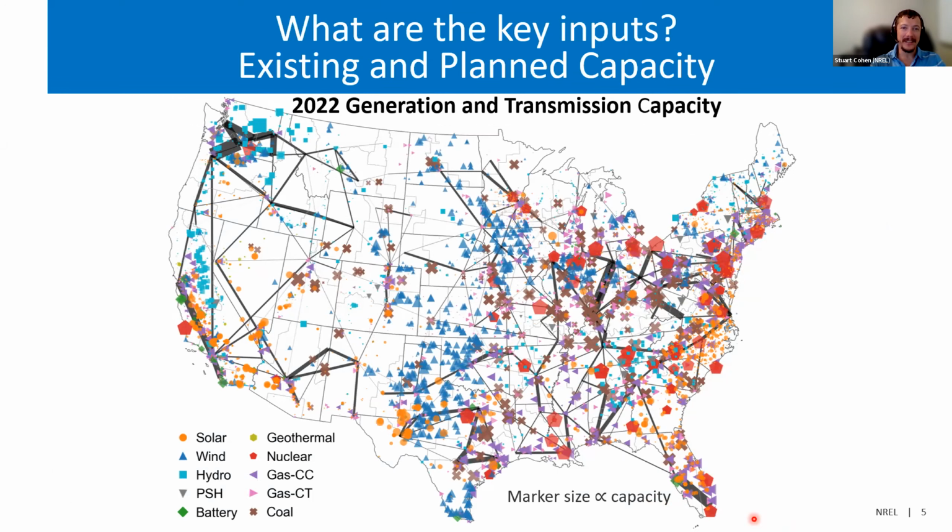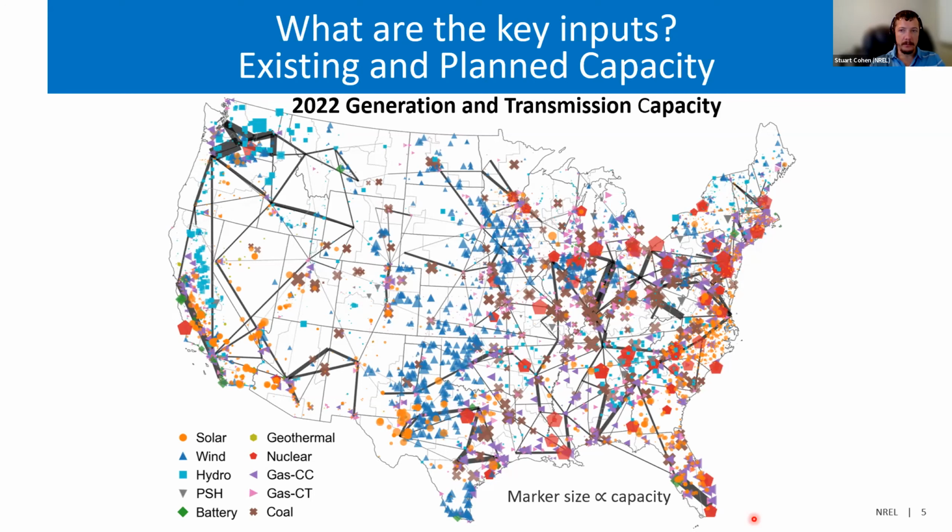And so one of the key things that we have to start with is obviously the fleet and the existing capacity, both for generation and the transmission overlay. And so this is a pretty complex looking figure, but it's showing that we actually are able to use a unit level database in this model, accounting for all the different resources, different technologies, throughout the country.